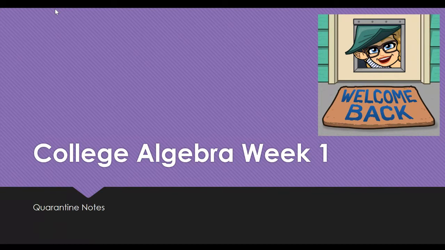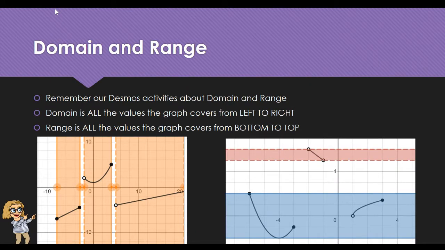So, if you remember, before we had our nice break, we played around on Desmos with domain and range, and you had stuff that looked kind of like this. And we didn't get to the actual really good part of it. So remember that domain is your X values. So domain is all the values that the graph covers from left to right. And range is Y. And so range is all the Y values that the graph covers, and we go from bottom to top. So we're going to look at a couple examples with domain and range.